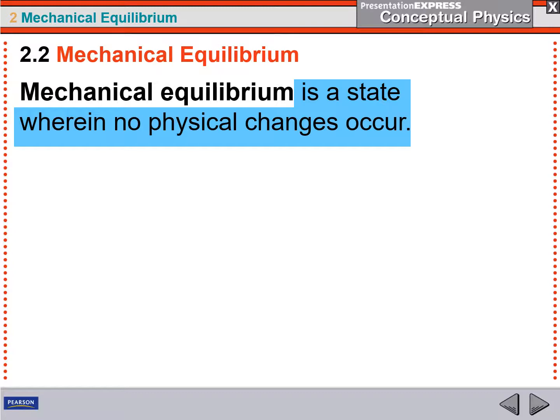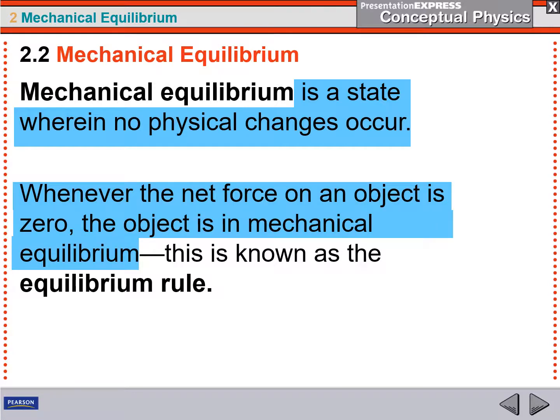Mechanical equilibrium is a state wherein no physical changes occur. We say that whenever the net force on an object is 0, the object is in mechanical equilibrium. This is known as the equilibrium rule. Whenever the net force on an object is 0, the object is in mechanical equilibrium.